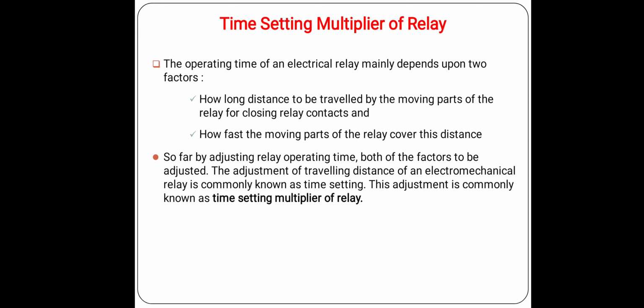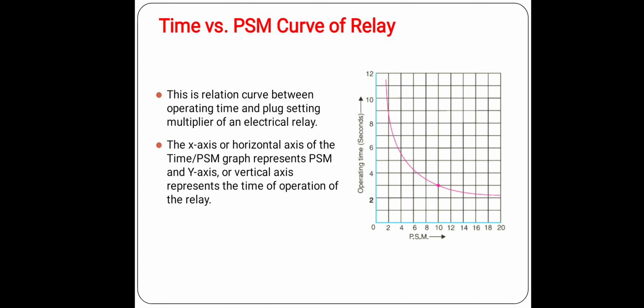In other words, the time of operation of the relay depends upon the plug setting multiplier, that means PSM. The relation between time of operation and plug setting multiplier is plotted on graph paper, and this is known as the PSM graph. Here we can see the PSM graph. From this graph, one can determine the total time taken by the moving parts of an electromechanical relay to complete its total traveling distance for different PSM. So when the time setting is given, the moving parts of the relay have to travel some particular fraction of the total traveling distance, which we will find out.